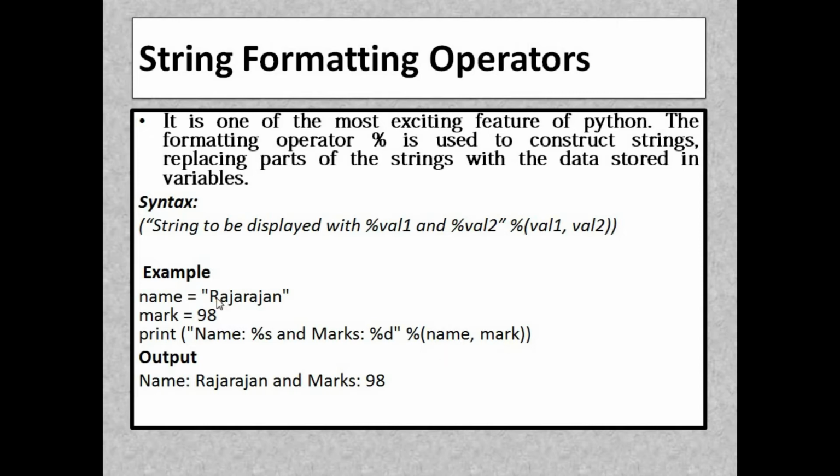So when we execute this program, we'll get the output. Inside the double quotes, name and marks were given. First "name" will get printed, then %s. %s refers to string. What is the name? It holds Rajarajan. So this first variable's data will be replaced here. So name: Rajarajan will be printed, and marks. What is the mark? That is 98. So 98 will be replaced here, and marks 98 will be printed.